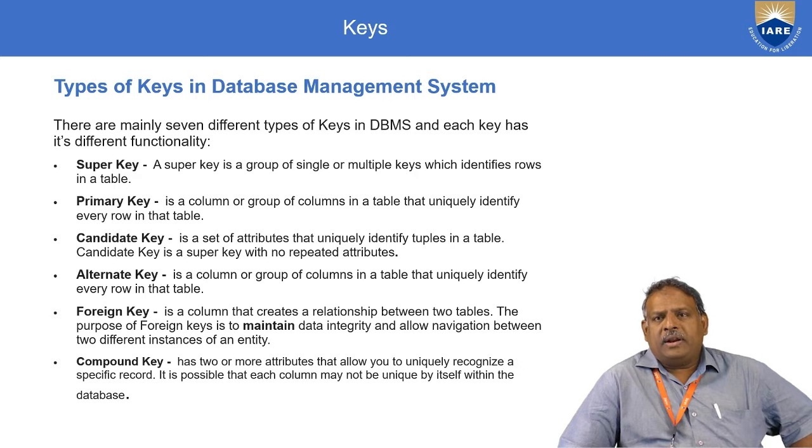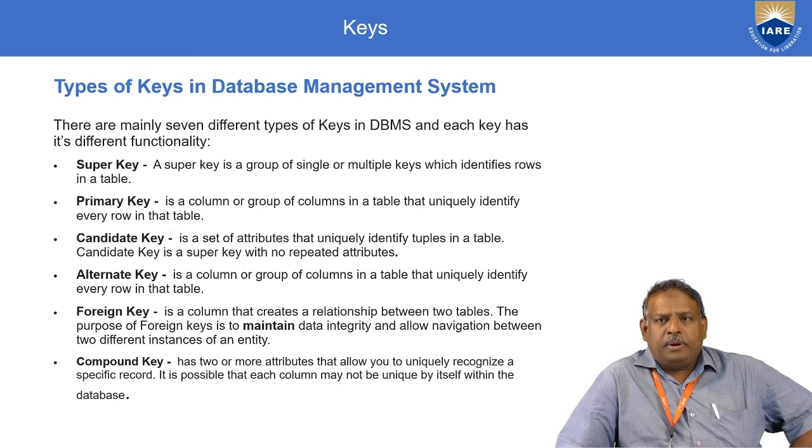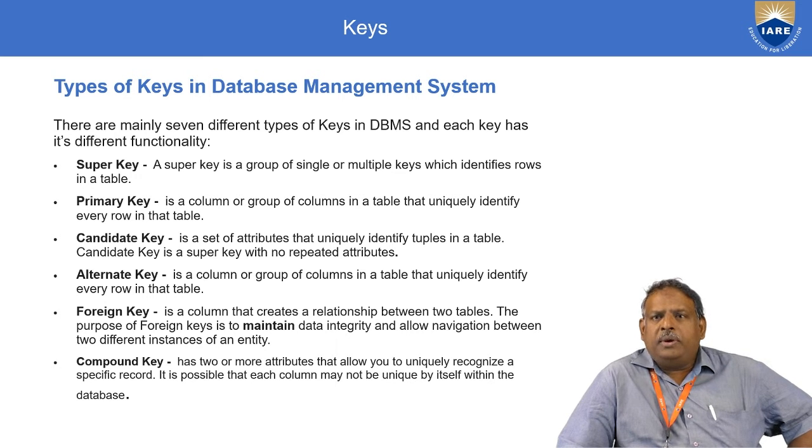Next is the candidate key. A candidate key is a set of attributes that uniquely identifies tuples in a table. A candidate key is a super key with no repeated attributes. A tuple is a row. For example, student name and student surname are two attributes of a student. These two can be combined to make a candidate key.